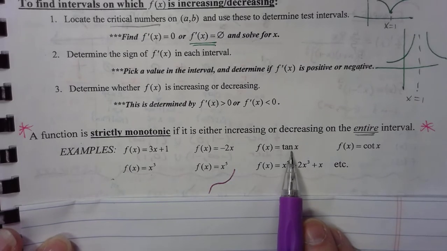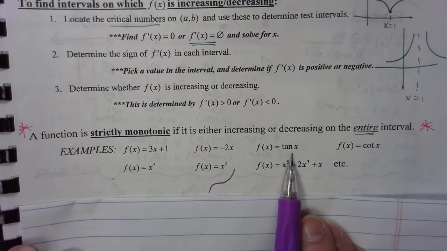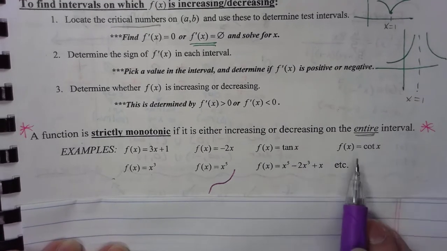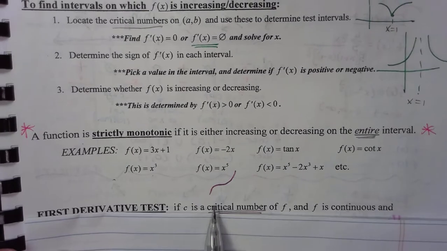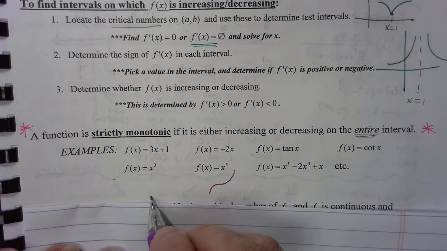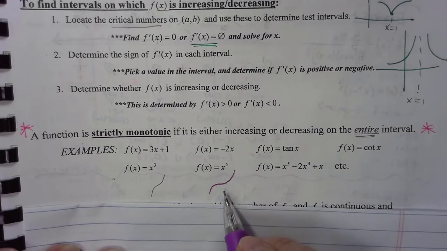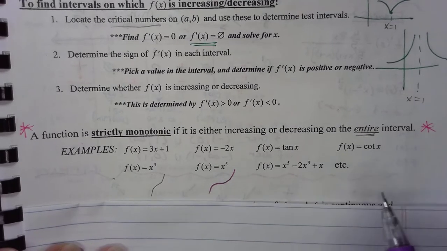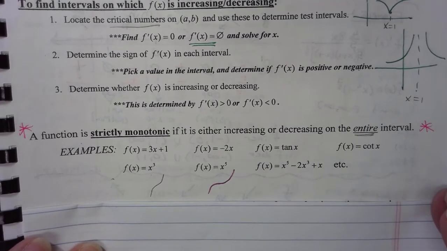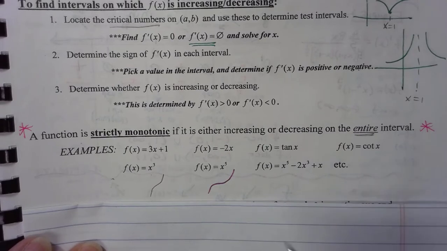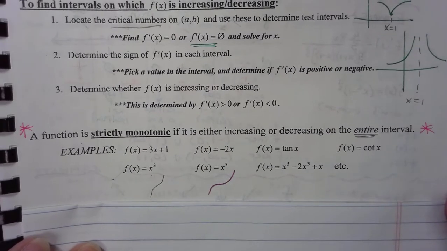Tangent of x. Now, you know that tangent of x is always increasing except for the places where it's undefined. So on its domain, it is an increasing function. Cotangent on its domain is a decreasing function. x cubed looks something like this. x to the fifth, just a little bit flatter, and so forth. So functions that are always increasing or always decreasing are said to be strictly monotonic.